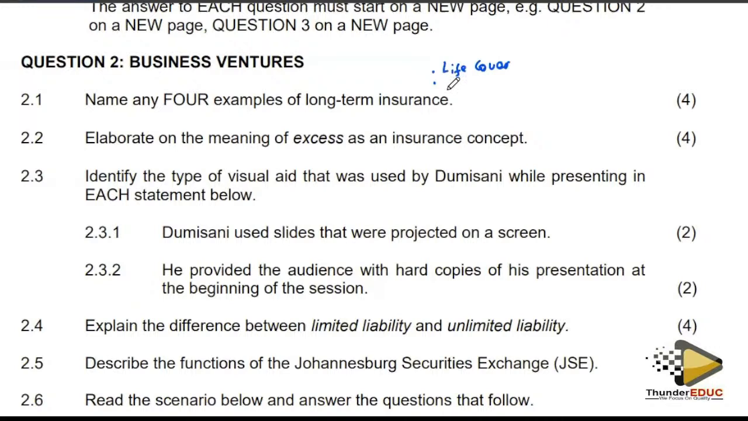Also have disability policy. Also, a funeral insurance. Also, have health insurance.